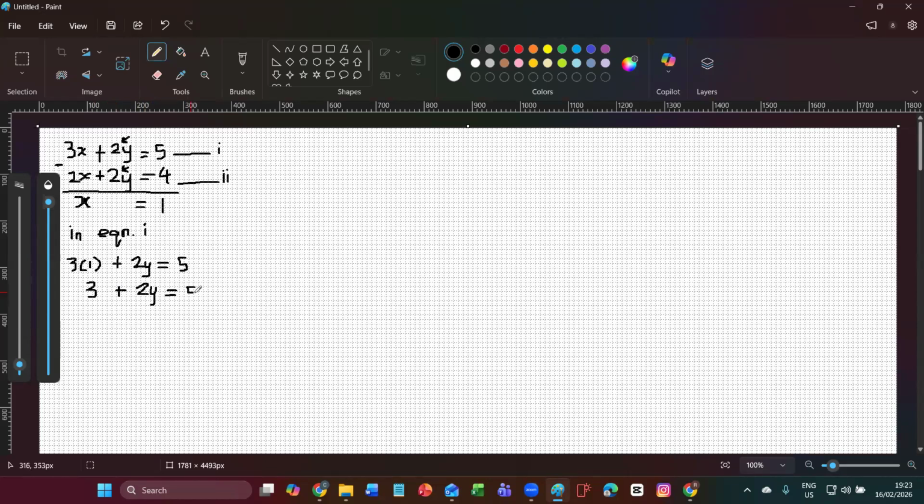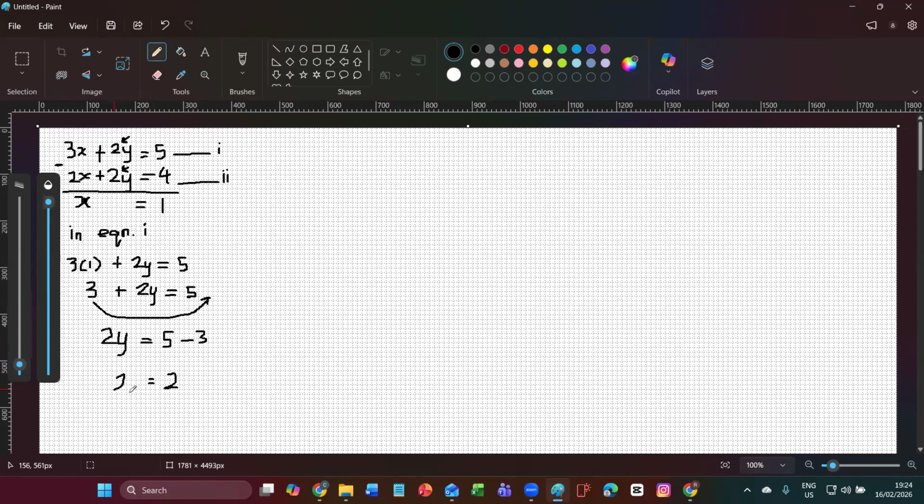Of course, all you need to do is to collect like terms, right? And the 3 will go over here to meet the 5. And once it does that, you'll be left with 2y equals 5 minus 3. Okay? And that should leave you with 2 on the right hand side. And so you have 2y equals 2.